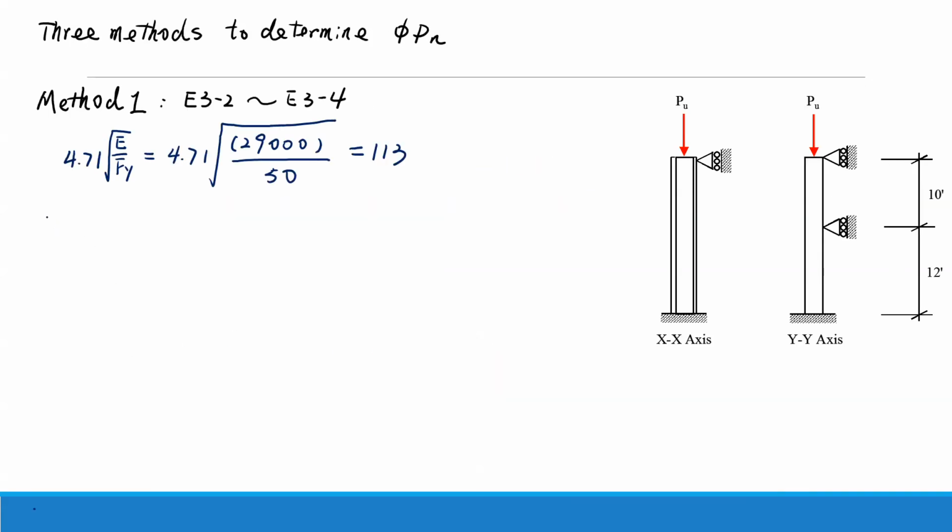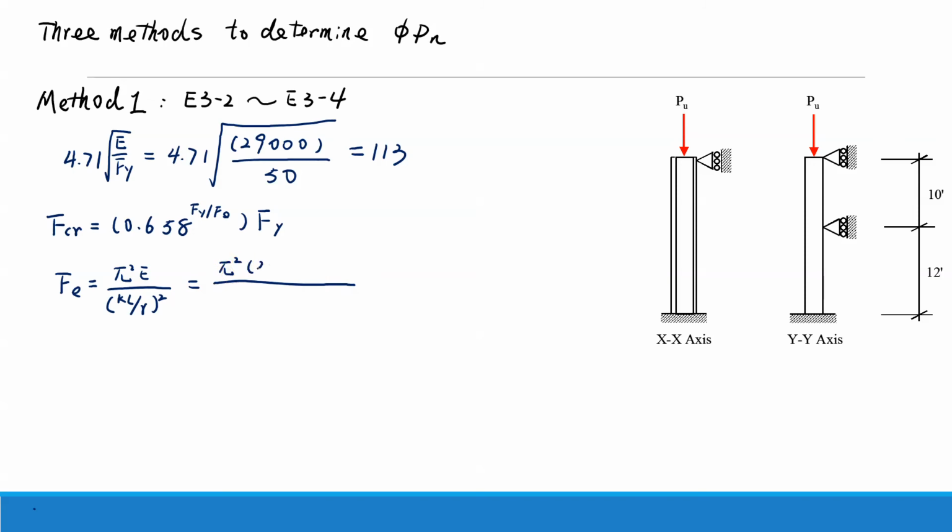Okay, so your FCR is 0.658 to the power of Fy over Fe times Fy. So here we have to calculate Fe first, and your Fe is pi squared E over slenderness ratio squared. So it's equal to pi squared times 29,000 over 61.9 squared, and we get 74.7 KSI. Okay. And plug that in.